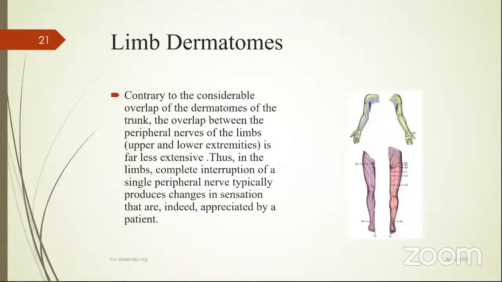As you see in the diagram itself, in the trunk there is a lot of overlapping. Comparatively in the limb, it is very clear. We can clearly see this part is this dermatome, this part is that dermatome, this is S1, this is S2, this is C3, this is C4, like that. This overlapping is less in limb dermatomes and more in trunk dermatomes.